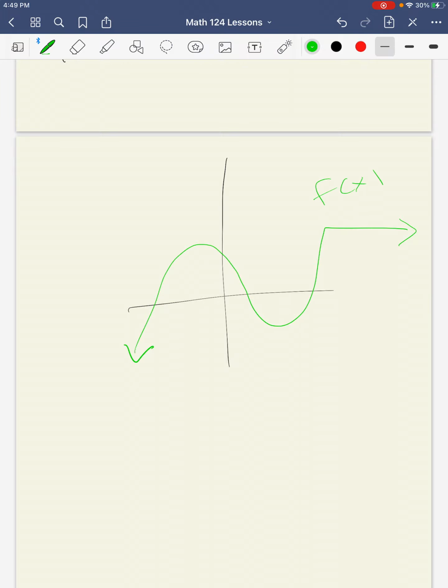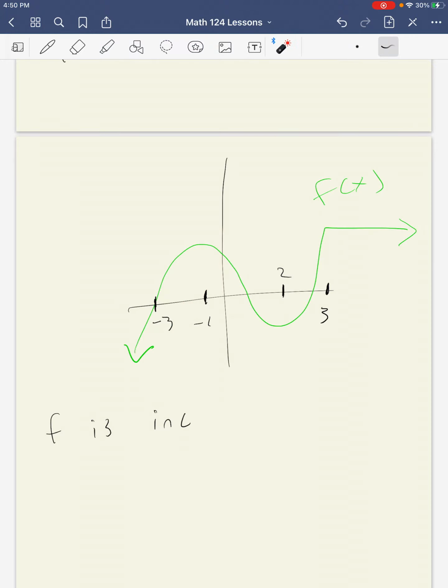So here we have a function in green. Now notice, let me put some x values here. Let's say that's -3, -1, 2, 3. So notice here f is increasing two different times. Here's f increasing, and here f is increasing. So for these x values, f is increasing, and also for these x values, f is increasing.